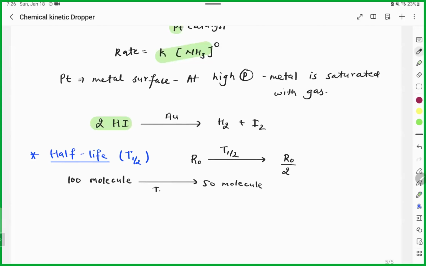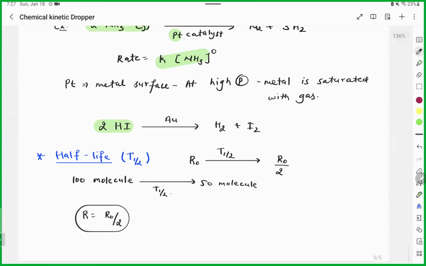Any doubt, guys? If you have 100 molecules, how much time will it take to remain only 50 molecules? That is half lifetime. In this situation, the R value will be R naught by 2, correct? Because your final amount is half of the initial, half lifetime.